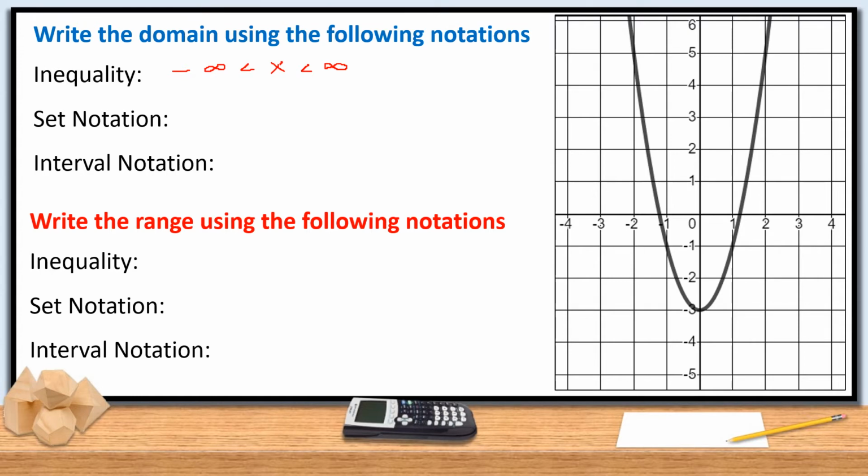Set notation, squiggly bracket, x such that minus infinity less than x less than positive infinity, close it. And interval notation, lowest value negative infinity, highest value infinity, both get round parentheses because neither is included in the answer.